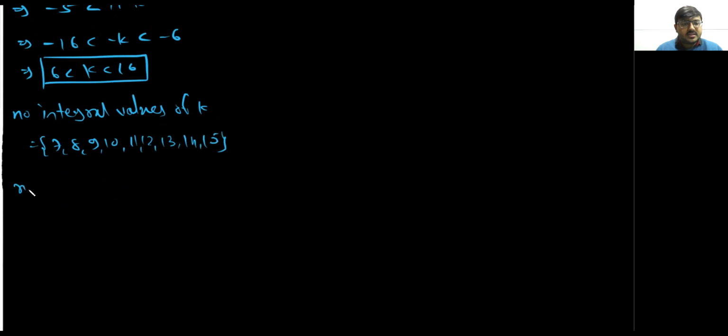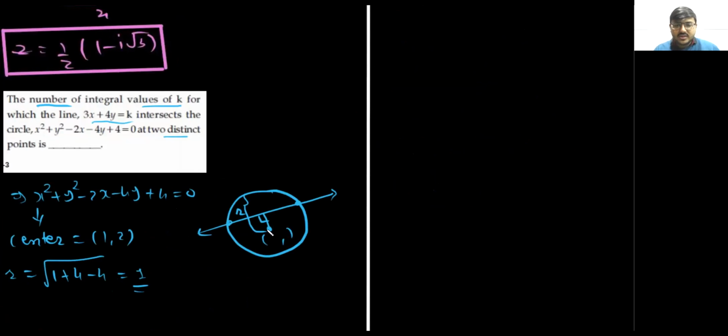Therefore, the integral values of k are 7, 8, 9, 10, 11, 12, 13, 14, and 15, and the number of values is 9. Hope you understand this. It is very important to keep this concept in mind: if a line intersects a circle at two different points, the radius has a greater value than the distance from the center to the line. Let's move on to the next one.